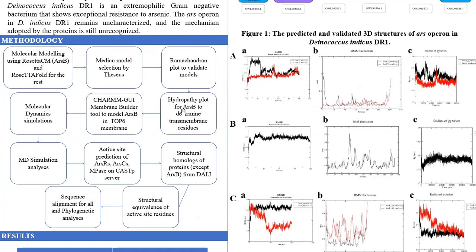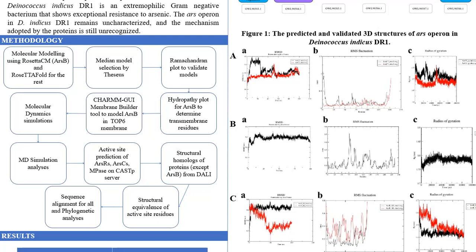Next, since ARSB is a membrane protein, its transmembrane residues were obtained using a hydropathy plot on the TMHMM server. Subsequently, the CHARMM membrane builder tool was used to build a lipid bilayer around ARSB. The latest top 6 membrane model was used as a reference for the lipid composition. After this, all the proteins were simulated in molecular dynamic simulations. ARSB was simulated in NAMD, while the rest were simulated in GROMACS, and the trajectories were analyzed.